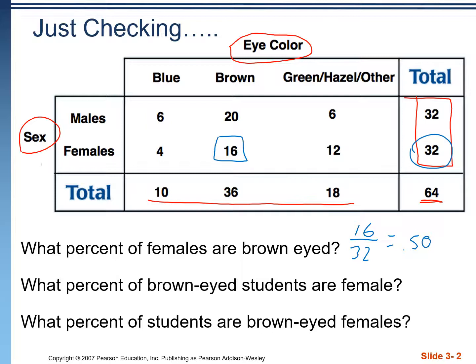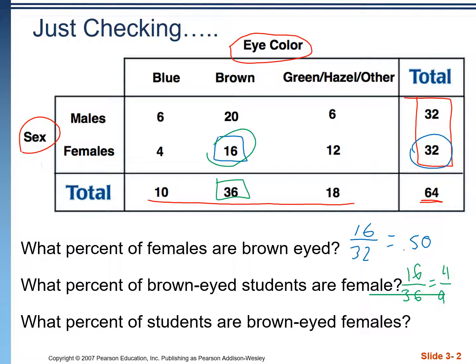What percent of brown-eyed students are female? Okay, we did what's called reverse the conditioning. So now we have 36 brown-eyed students. 16 of them are female. So 16 out of 36, switch it to a decimal or a percentage. I don't know what it is off the top of my head, but let's see. Divide them both by 4, so it looks like it's 4/9.